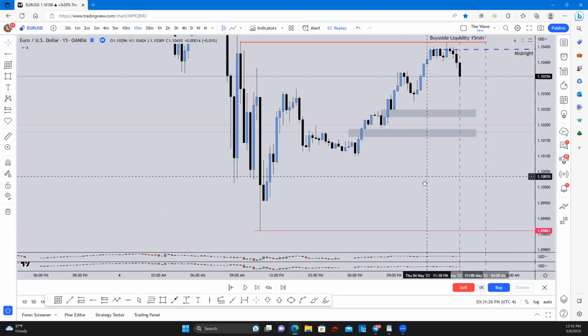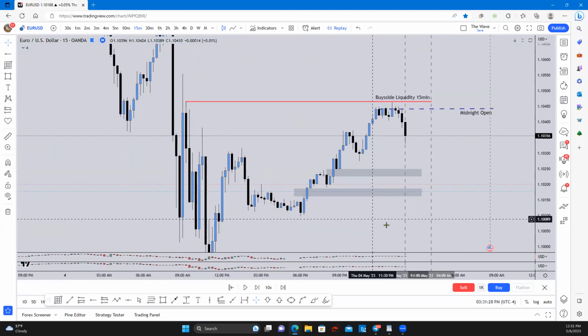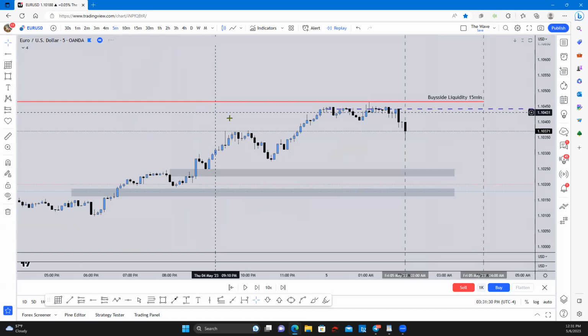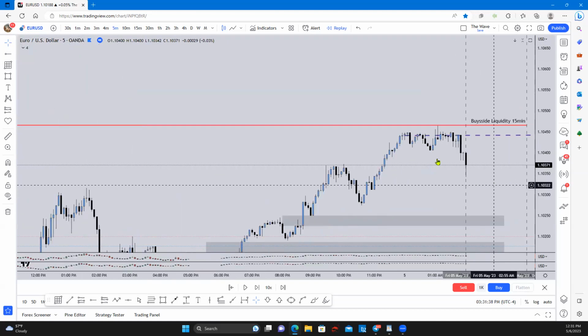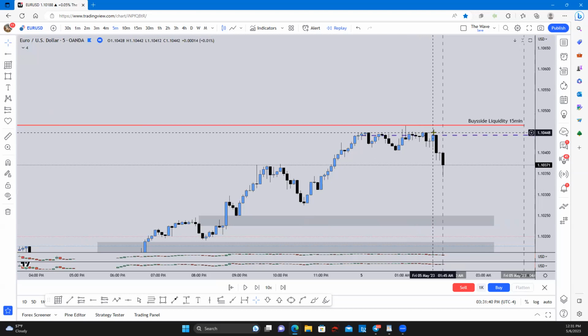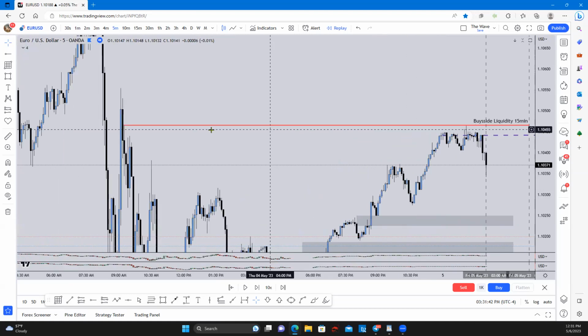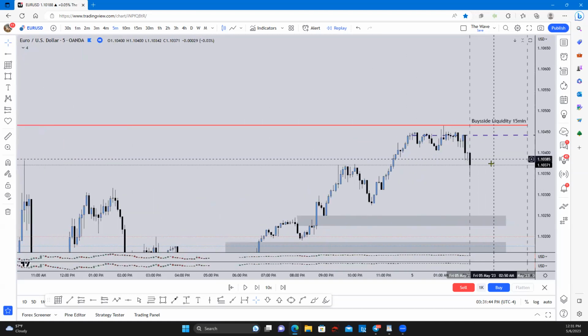Okay, so we drop down to the 5-minute. Look for the same thing, relative equal highs. This matches here. These line up perfectly. And you also have these relative equal highs here that you can use, but we're going to use the higher time frame confirmed with the 5-minute.